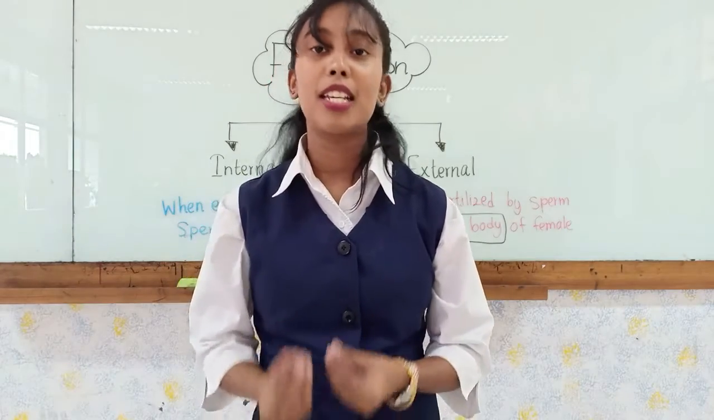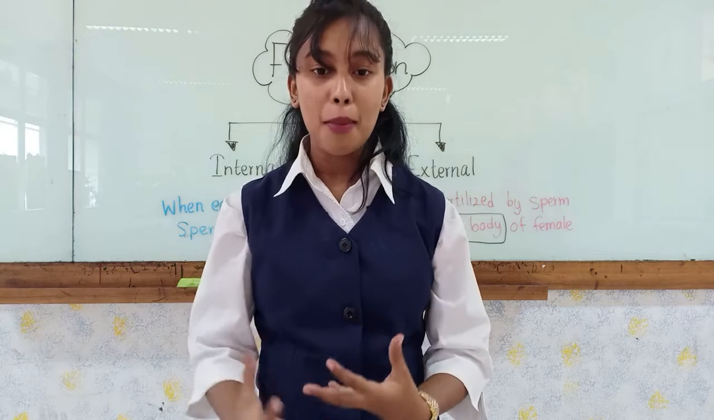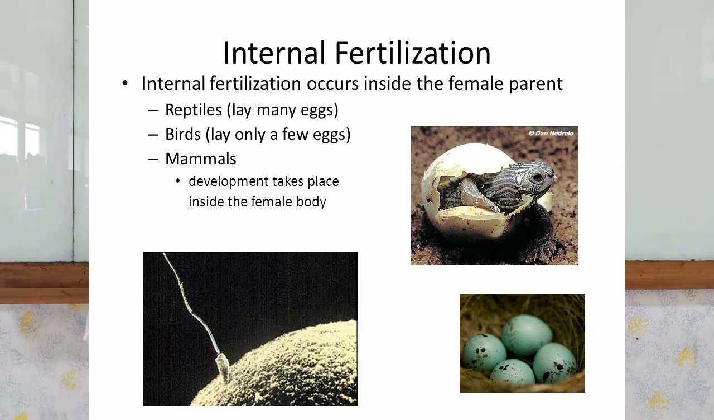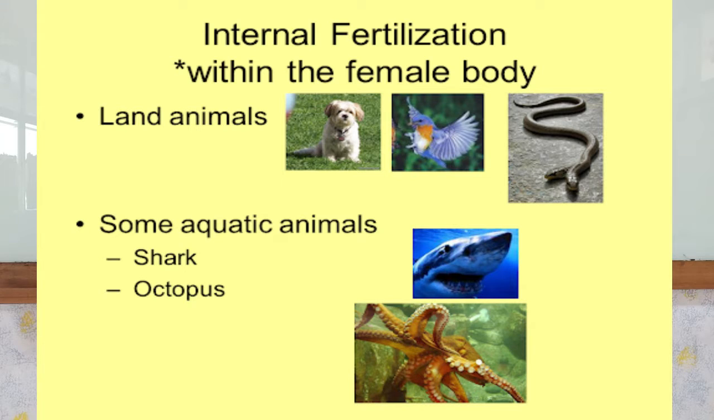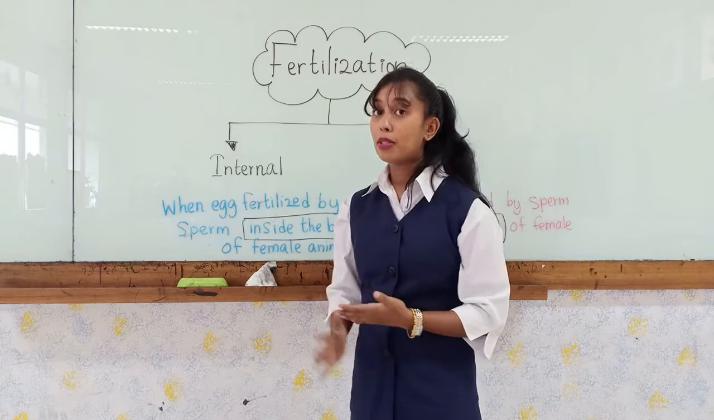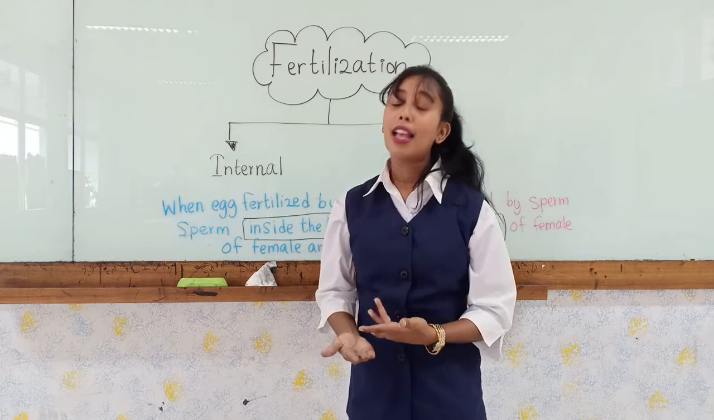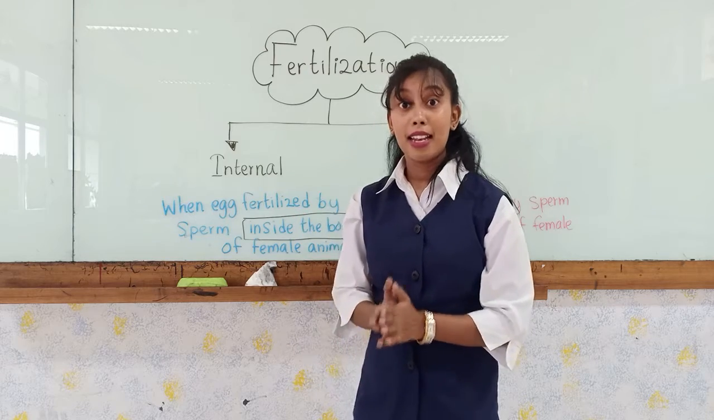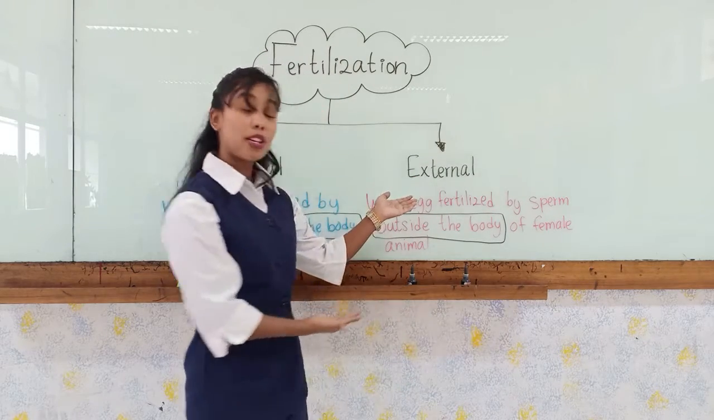This kind of fertilization, internal fertilization, especially occurs in mammals, reptiles and birds. Internal fertilization happens in mammals like dogs and humans, and also in reptiles and birds. So this internal fertilization process happens in mammals, reptiles and birds. And let's see what the other type of fertilization is.